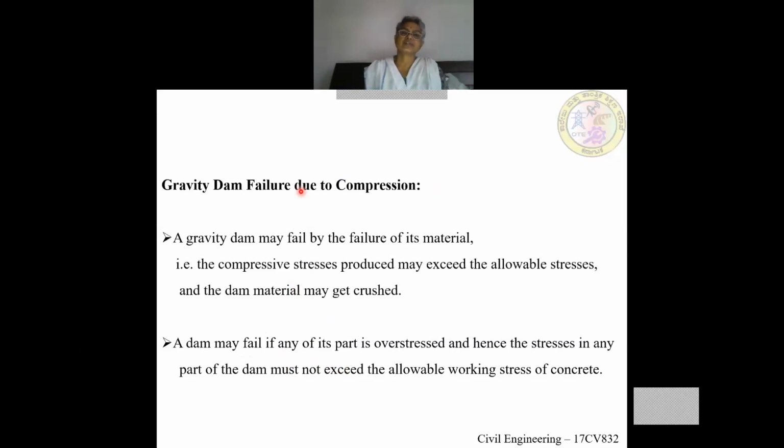So we will just recall again. A dam may fail by failure of its material, that is, the compressive stress produced may exceed the allowable stress and the dam material may get crushed. So we have determined the expression for finding out the stress, which is equal to sigma v divided by b into 1 plus or minus 6e by b. A dam may fail if any of its parts is overstressed, and hence the stress in any part of the dam must not exceed the allowable working stress of concrete.